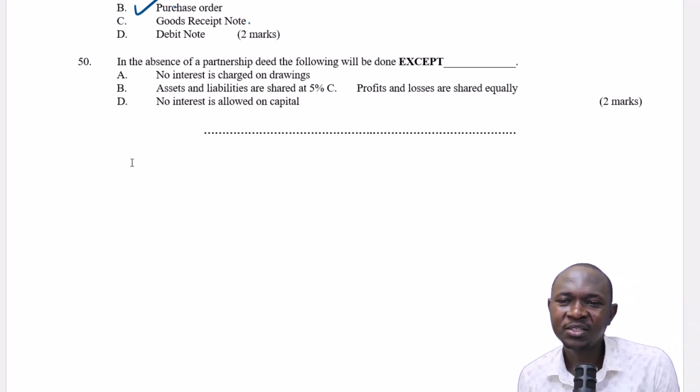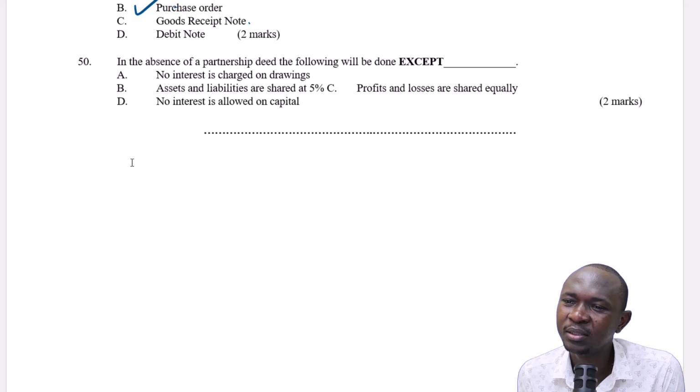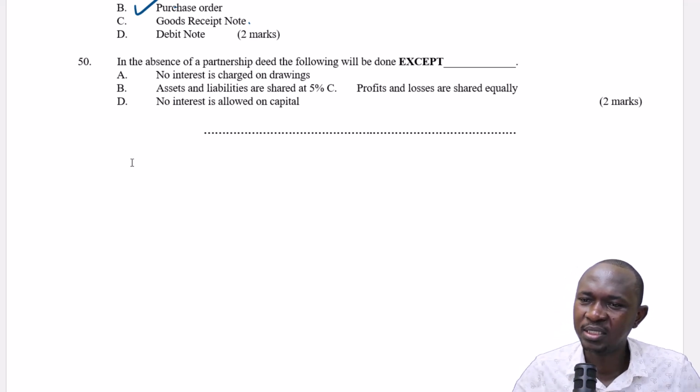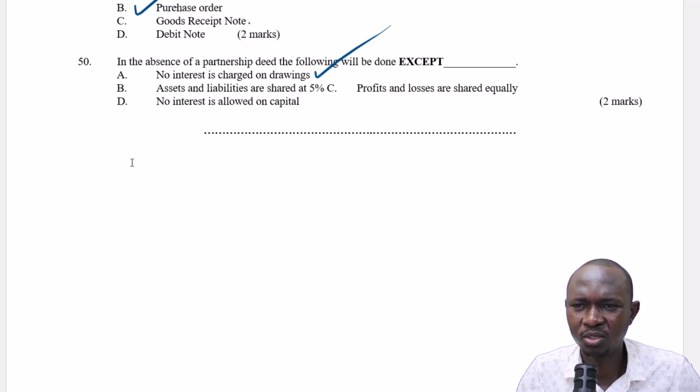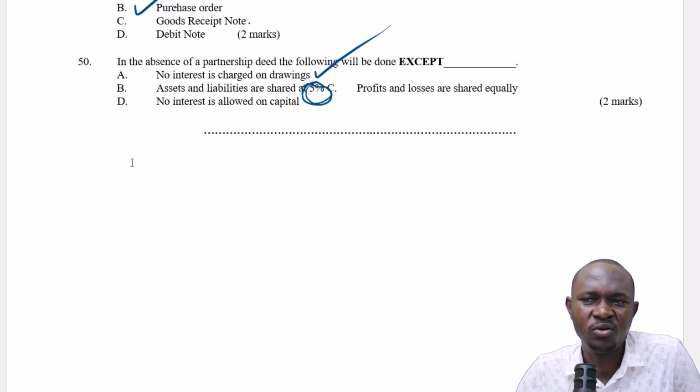In the absence of a partnership deed, the following will be done, except 1. No interest is charged on drawings. This is perfectly correct. If we don't have a partnership deed, no interest will be charged on drawings. Assets and liabilities are shared at 5%. Who says this? This is wrong. There's no partnership deed. So how did you arrive at 5%?